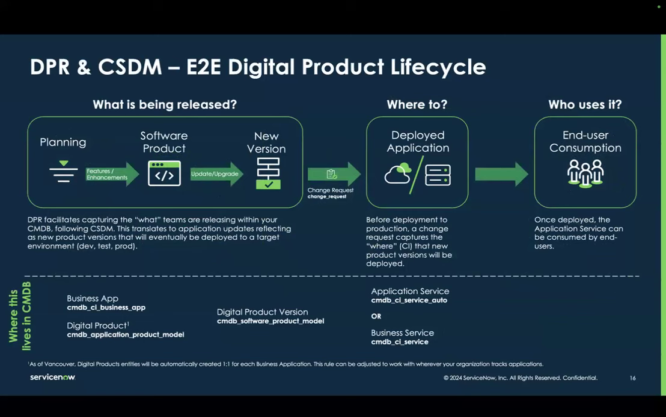So what does this end-to-end lifecycle look like? Well, it starts with planning. So we have concepts like features and enhancements that we're trying to identify what it is that we want to build. And those are attached to the software product itself. And this is why we asked, what tables do you use today? Business app was the one that came up the most. Business service gets used a lot as well, but these can all be linked. And once we have all of these features and enhancements defined within our products, we can bundle them into a version.